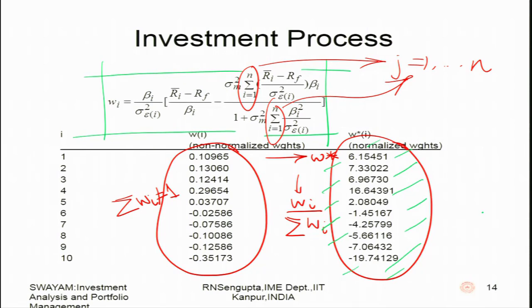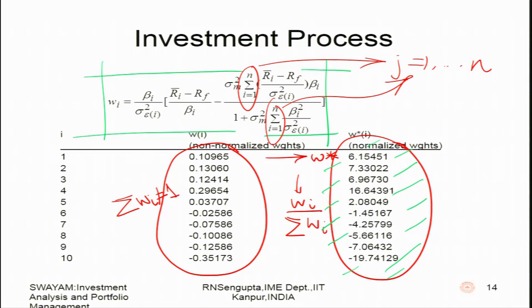So it means that in the first stock you have 615, that means you are using the excess fund in order to buy more of the stock. The second one is 733%, third is 696, fourth is 1664, fifth is 208. They are given in decimals, hence I am considering them in the percentage sense.